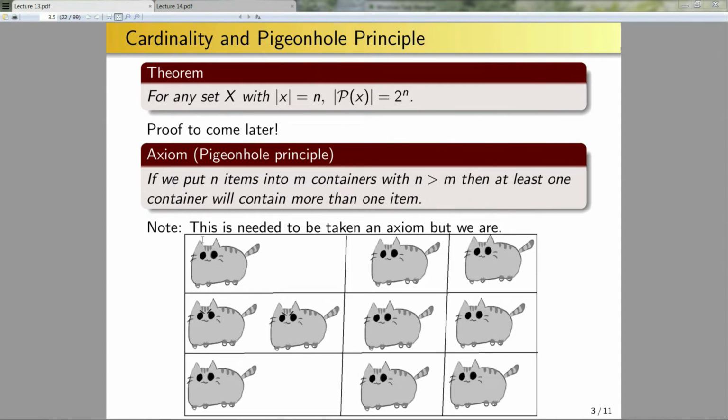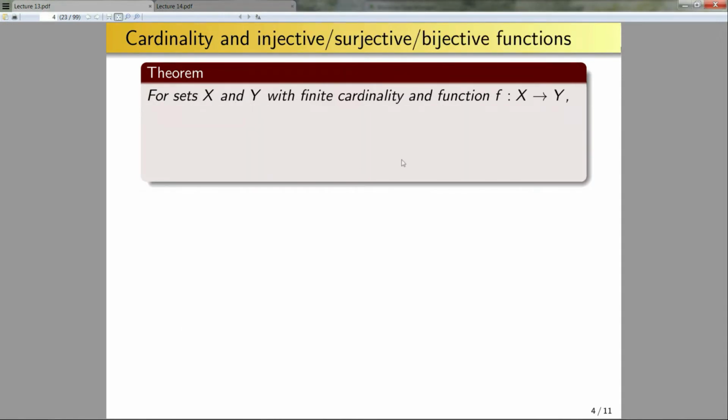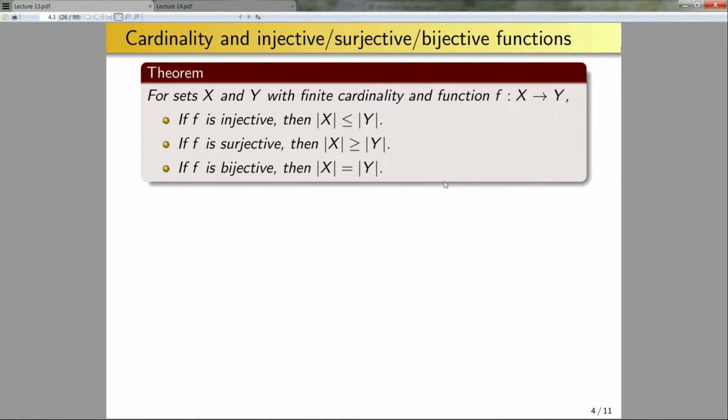Now, what is the Pigeonhole Principle good for? Well, it's very good for proving lots of different types of statements. For instance, to prove this theorem that I'm getting ready to state, you really need the Pigeonhole Principle. For sets X and Y with finite cardinality and a function f mapping from X to Y, if f is injective, then the cardinality of X is less than or equal to the cardinality of Y. If f is surjective, then the cardinality of X is greater than or equal to the cardinality of Y. And if f is bijective, then the cardinalities of X and Y are equal to each other.